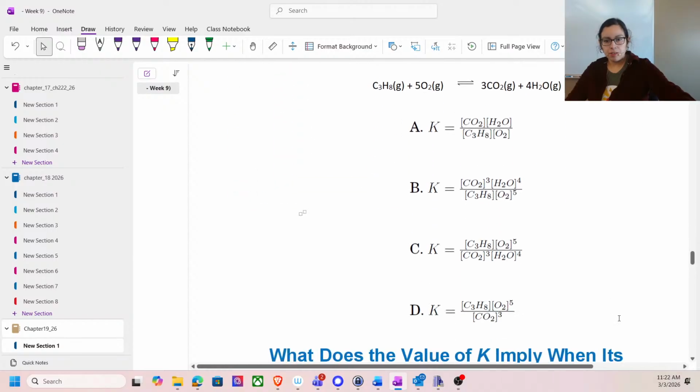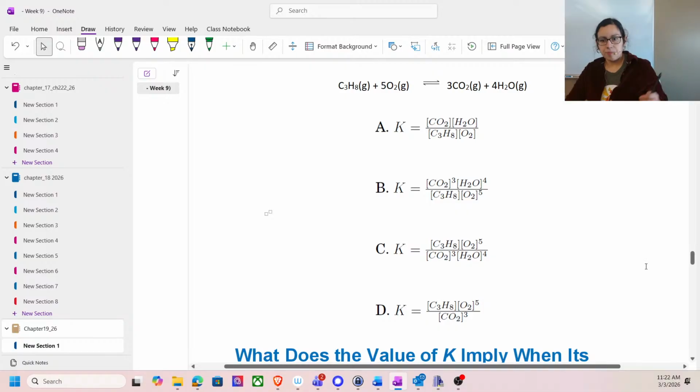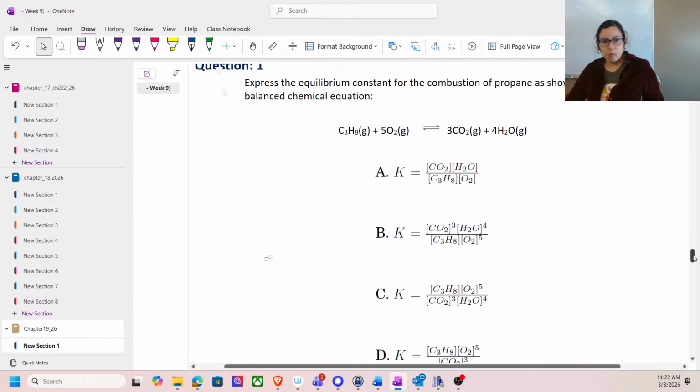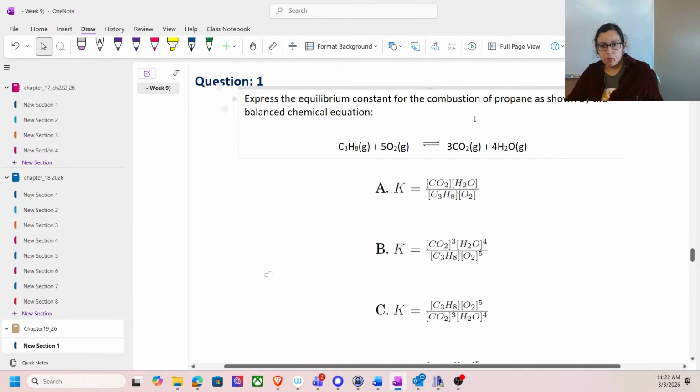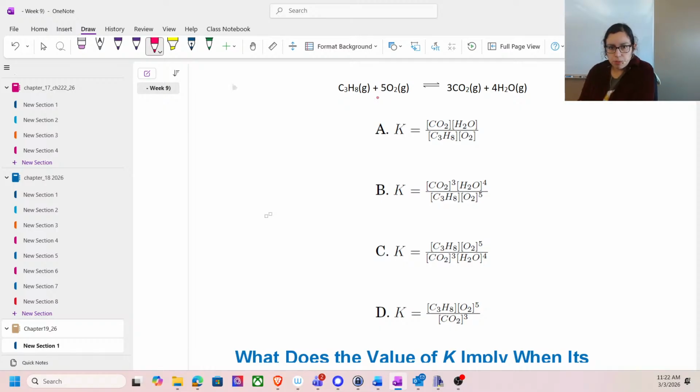All right, so now let's try our multiple choice question. So just write our equilibrium constant for our combustion of propane. So there's the balanced reaction. So 1 equivalent of propane plus 5 of oxygen give us 3 of CO2 and 4 of water. So now take a minute or two, which one is the correct one, and then we'll do a little informal poll.